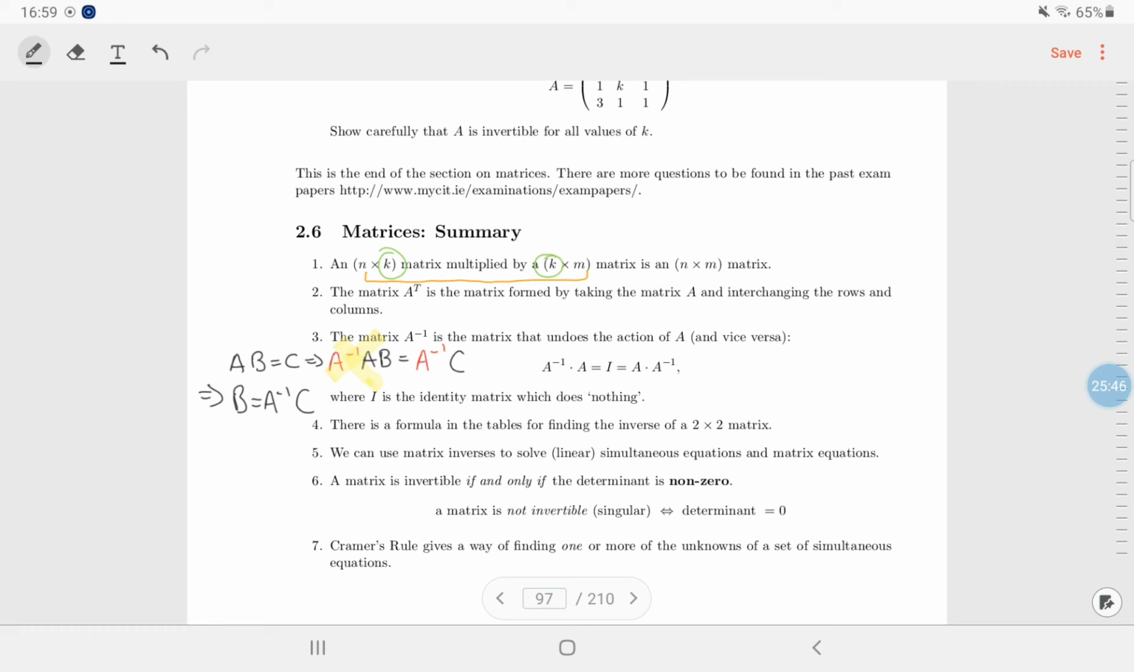And the other thing, well, it's kind of implied here, is that the inverse of inverse A is actually equal to A. And I is a matrix that's like the number 1, so I times A is just equal to A. Kind of relevant as well. There's a formula in the tables in the manual for finding the inverse of a 2 by 2. You can use matrix inverses to solve simultaneous equations, another matrix equation. A matrix is invertible if and only if the determinant is non-zero, and a matrix is not invertible if the determinant is 0. And Cramer's rule is good for finding one of the unknowns, but you can do more. So that's everything on matrices. Things are going to get harder from next week.